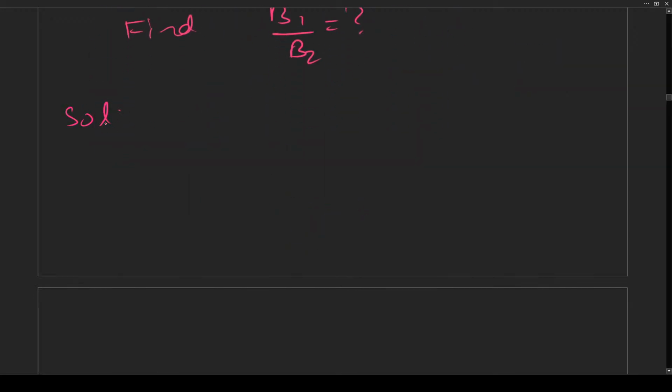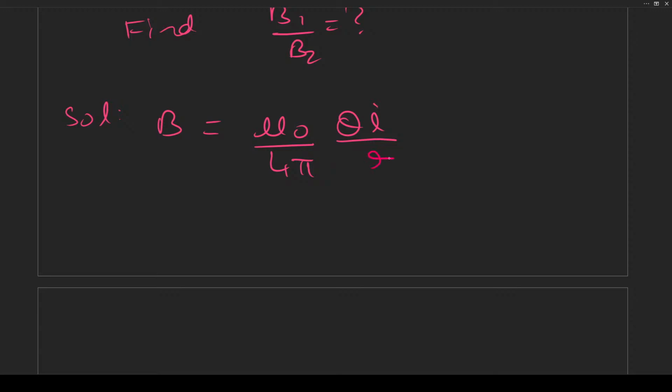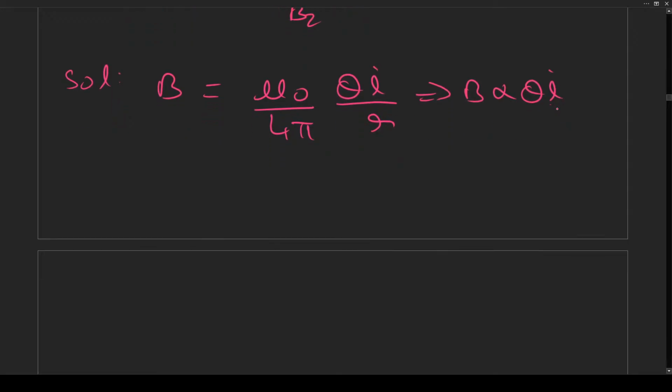Solution: magnetic field is equal to mu naught by 4 pi theta I by R, where B is directly proportional to theta I, where I1 by I2 is inversely proportional to length, so it is equal to L2 by L1, which is equal to theta 2 by theta 1.